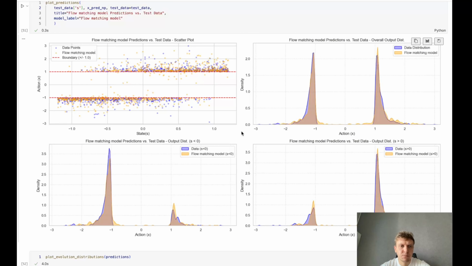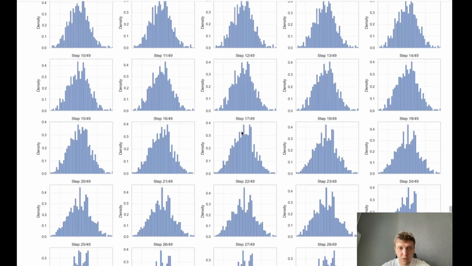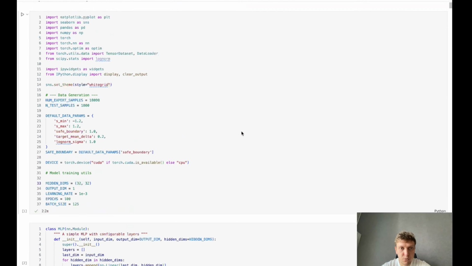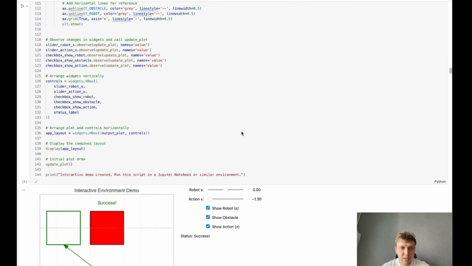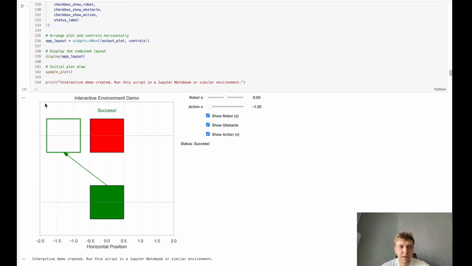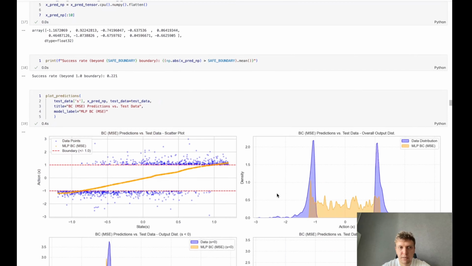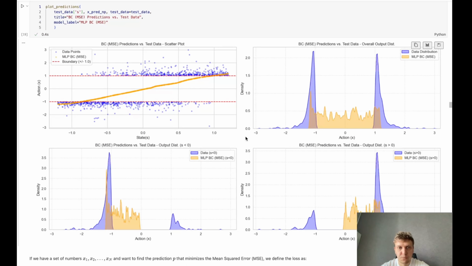And yeah, so I think that's it. This is all I wanted to cover here. Just a reminder, we started from the discussion of the multimodality problem. Then we defined a simple toy problem and showed why straightforward MSE regression fails to solve this problem using imitation learning.